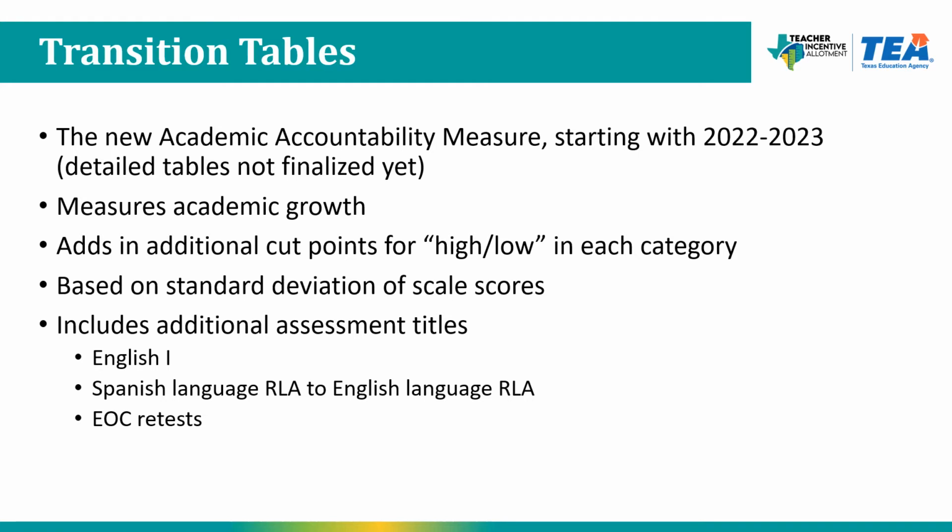Transition tables include additional assessment titles that the STAAR Progress Measure did not include. The new transition table model includes English 1 teachers, which STAAR Progress Measure did not. It also includes students or teachers of students that went from Spanish language reading test to an English language reading test, which STAAR Progress Measure didn't include. It also includes teachers and students who are having to retake one or more STAAR tests. If districts were to choose this option, they could automatically add 3 different teaching categories just by clicking a button in the Qualtrics survey. So that's something to think about if you wanted to choose this option.